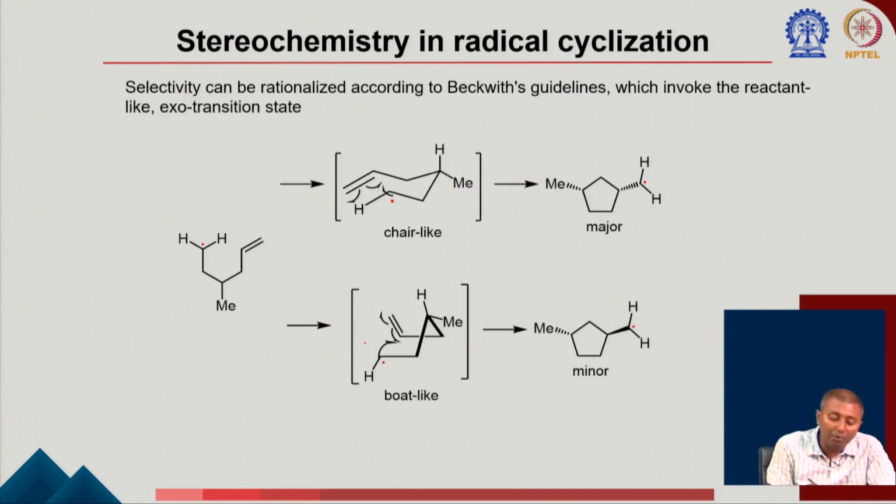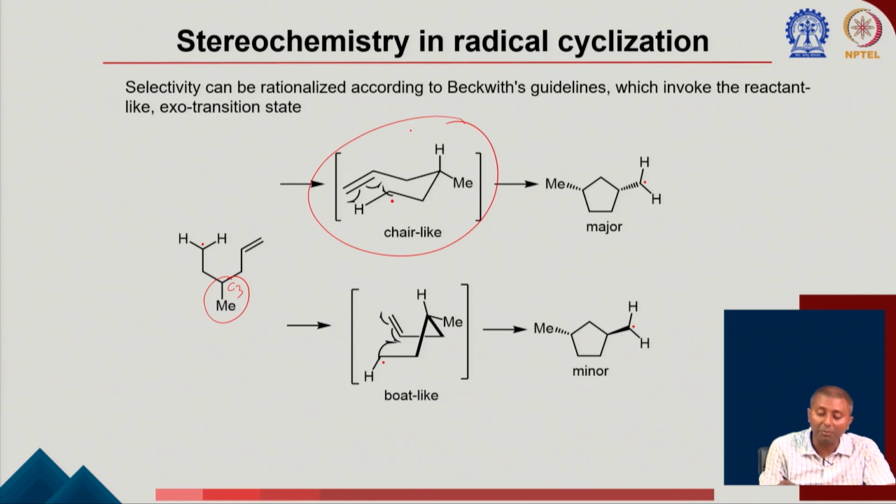Now we have moved from this C2 to the C3 position here. What is going to happen if I have a methyl group here? What will be the major product? Again, in this chair-like exo transition state, the methyl will be here, and as I mentioned, the methyl will always be in the equatorial position. Once you put the methyl in the equatorial position, this radical has to add here. So this methyl group will be down, and this methyl is already down. So this syn product will be the major product.